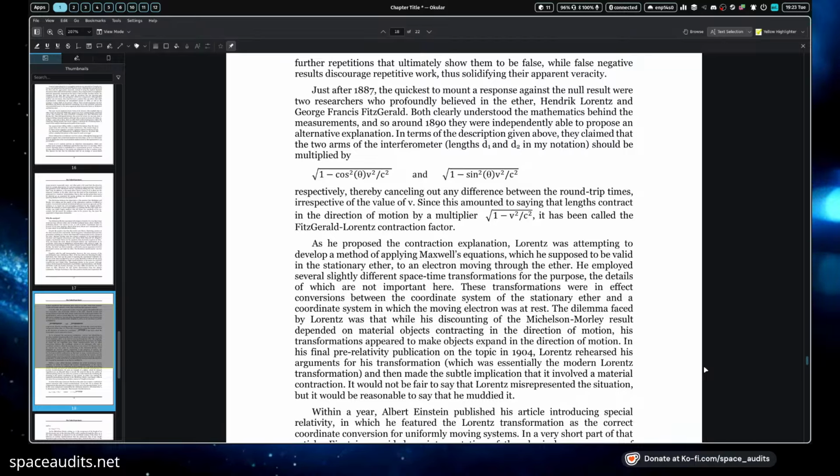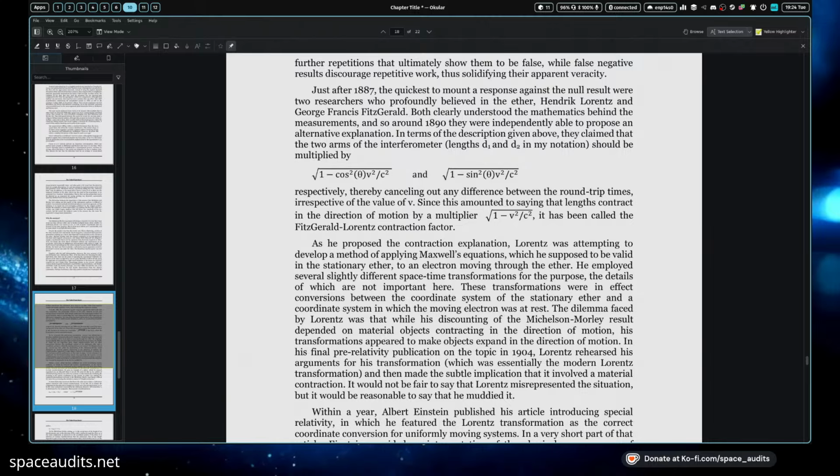As he proposed the contraction explanation, Lorentz was attempting to develop a method of applying Maxwell's equations, which he supposed to be valid in the stationary ether, to an electron moving through the ether. He employed several slightly different space-time transformations for the purpose, the details of which are not important here. These transformations were in effect conversions between the coordinate system of the stationary ether and a coordinate system in which the moving electron was at rest.